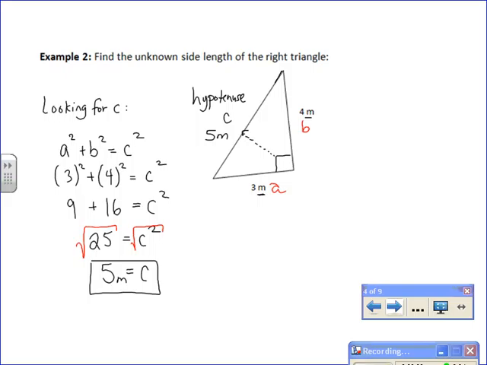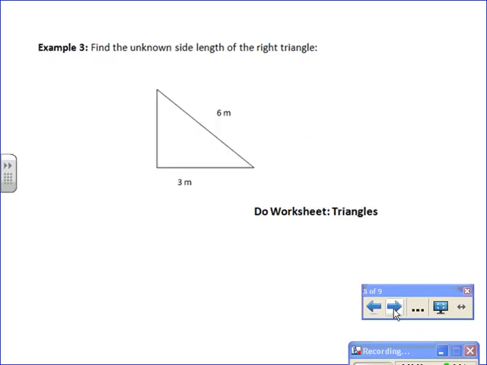So from there to there is 5 meters on my right triangle. Great. What happens if the side that we're looking for isn't the hypotenuse? This is really important. Have a look at your last example.